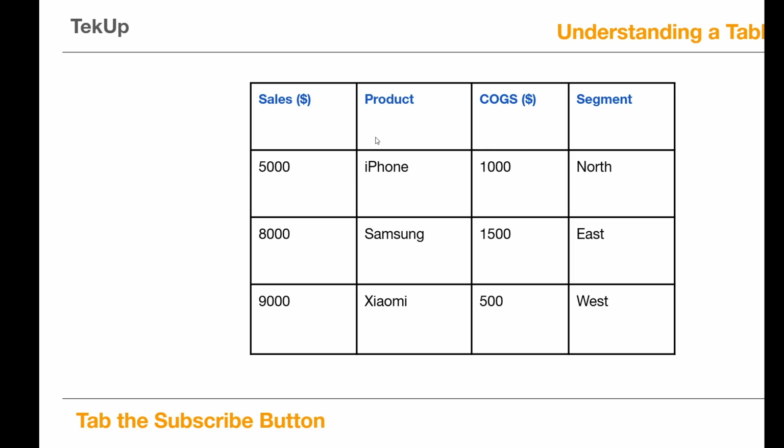If you take a look at this diagram we have here, this is actually a table where we have the sales, the products, the cost of goods sold, and the segments. So these are called the columns, and these are called the rows. You must have seen a table severally, like a CSV file, also an Excel document. All those things are types of a table.